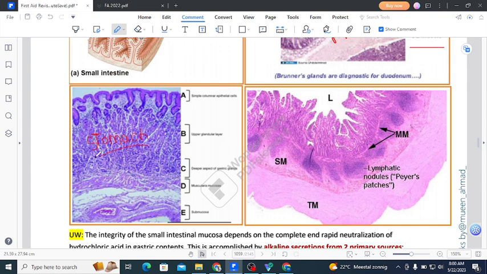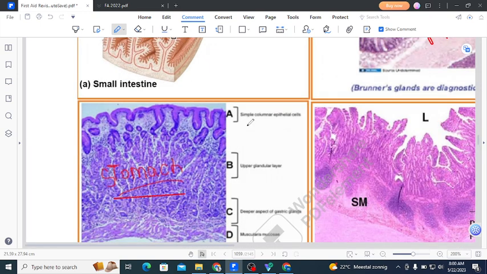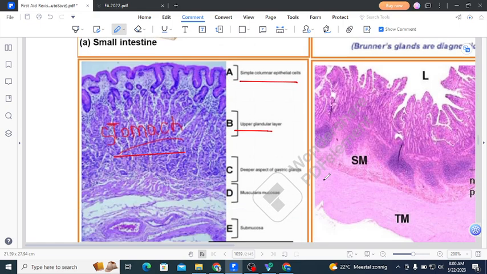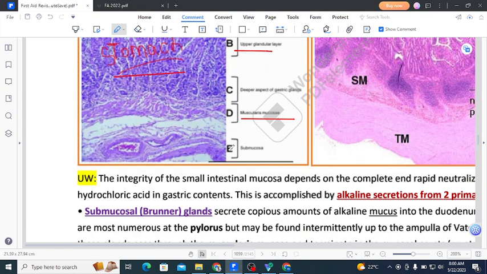Here you can see that this is a picture of the stomach. In the stomach we have a simple columnar epithelium lining the stomach. Then we have the upper glandular layer. The deeper aspect of the gastric glands is present over there. Then muscularis mucosa is there, then submucosa.